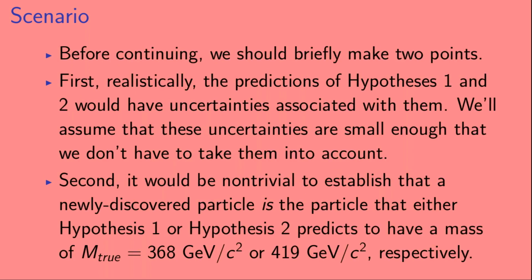Before continuing, we should briefly make 2 points. First, realistically, the predictions of hypotheses 1 and 2 would have uncertainties associated with them. We'll assume that these uncertainties are small enough that we don't have to take them into account. Second, it would be non-trivial to establish that a newly discovered particle is the particle that either hypothesis 1 or hypothesis 2 predicts to have a mass of m true equals 368 GeV/c² or 419 GeV/c², respectively.